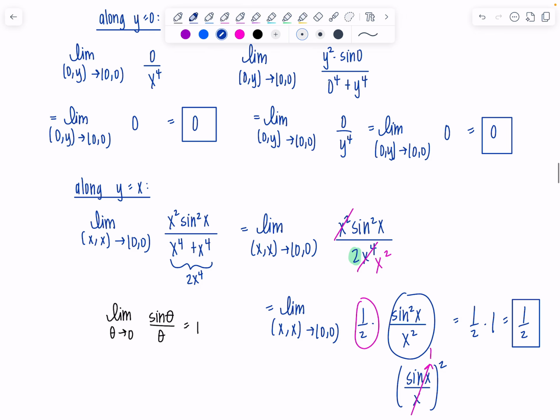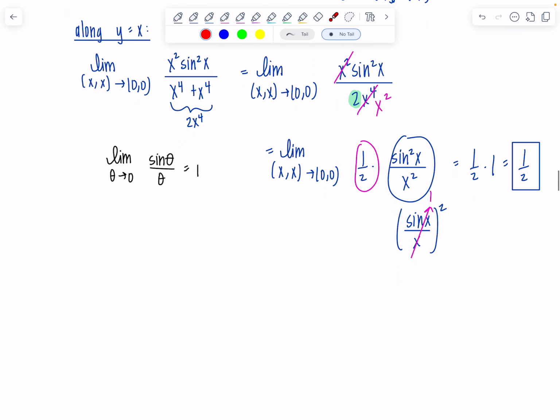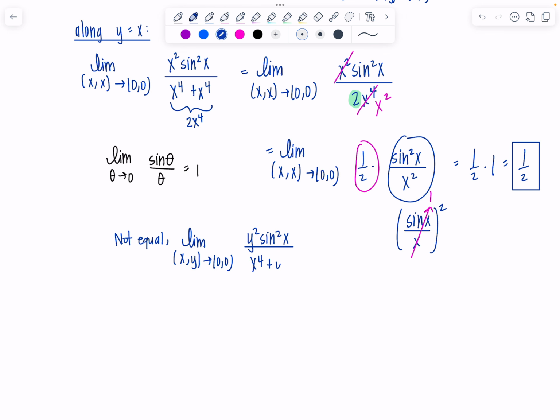Do you see that? These were zeros. We got a non-zero number. Perfect. So since these are not equal, then we can say the limit as x, y goes to 0, 0 of y squared sine squared x over x to the fourth plus y to the fourth does not exist. Woo! Very good. How you guys doing? Okay.